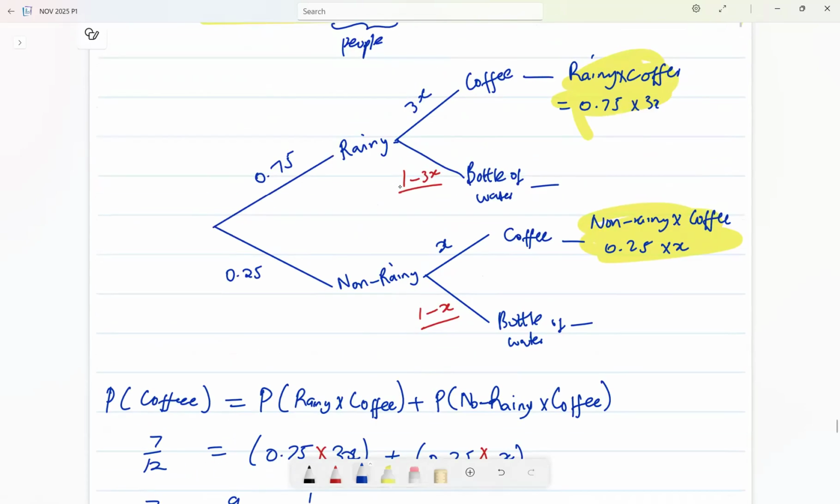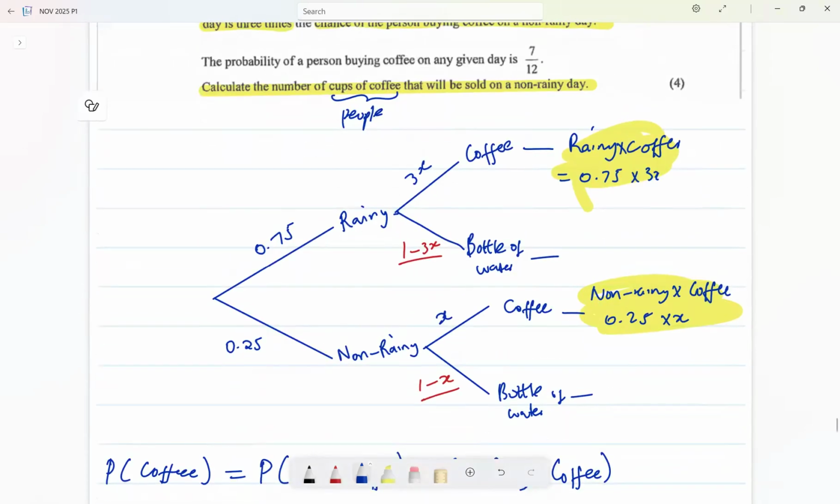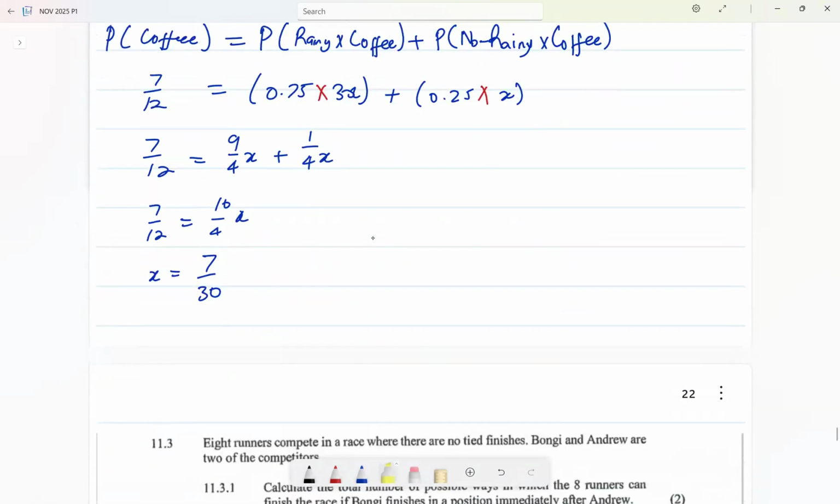But now the question was not to find x. The question was to calculate the number of cups of coffee that will be sold on a non-rainy day. So if this is the probability of a person getting coffee, I just need to multiply by the number of people. So I'm going to say number of cups of coffee on a non-rainy day.